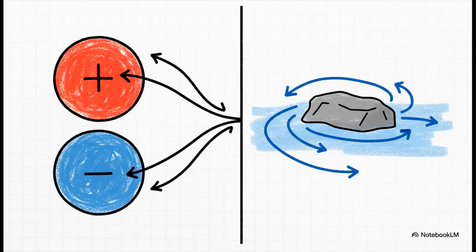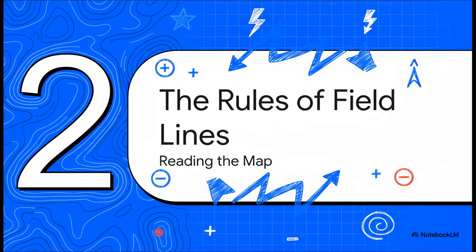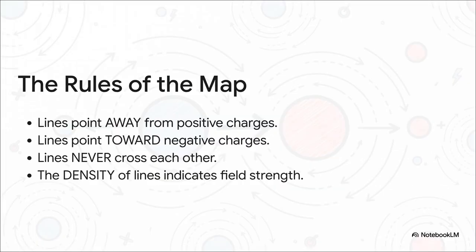A really great way to think about this is to picture streamlines in a river. You don't see the water itself, right? But those lines show you exactly how the current is flowing at every single point. It's the same idea. Okay, so we've got this map. Awesome. But any map is pretty useless if you don't know how to read the symbols. The good news is there are just a few simple rules, and once you get them, you can read any electric field out there.